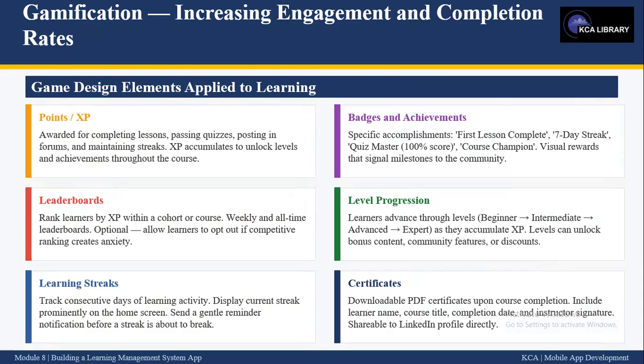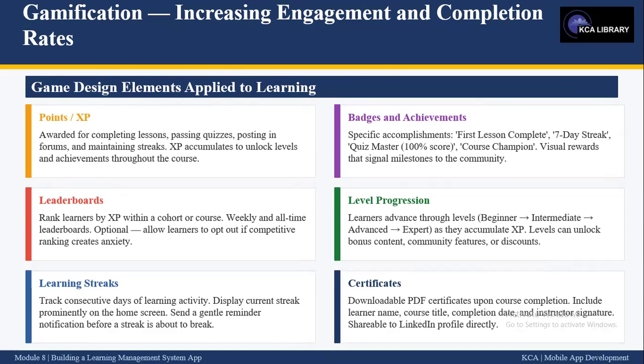Badges and achievements recognize specific accomplishments: first lesson complete, 7 day streak, quiz master, 100% score, course champion. They are a visual reward that signals a milestone to the community. Then the next element is leaderboards. Rank learners by XP within a cohort or course, with weekly and all-time leaderboards. Optional. It allows learners to opt out if competitive ranking creates anxiety.